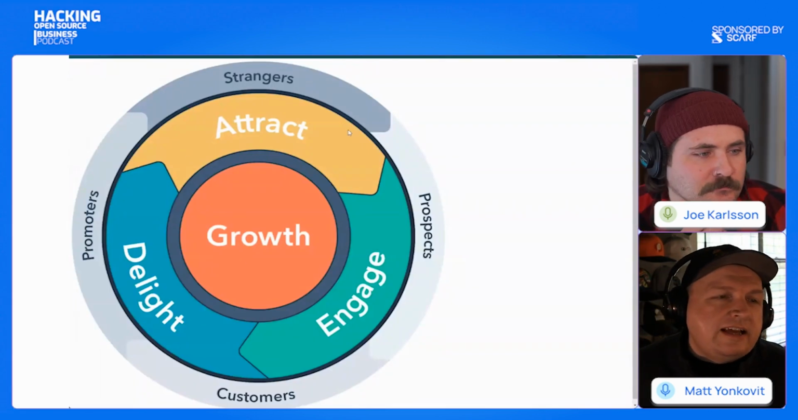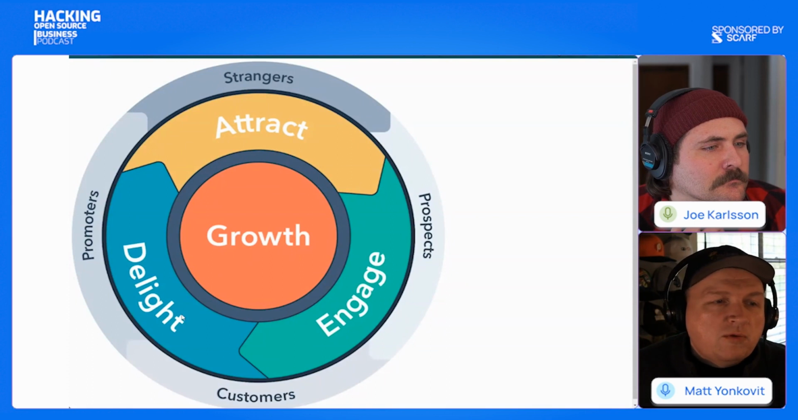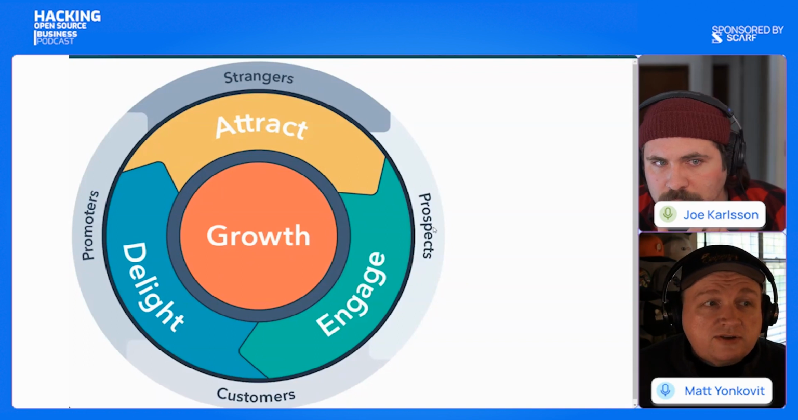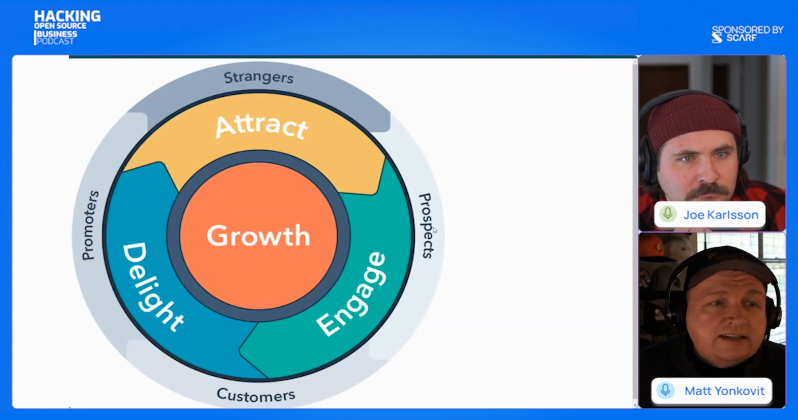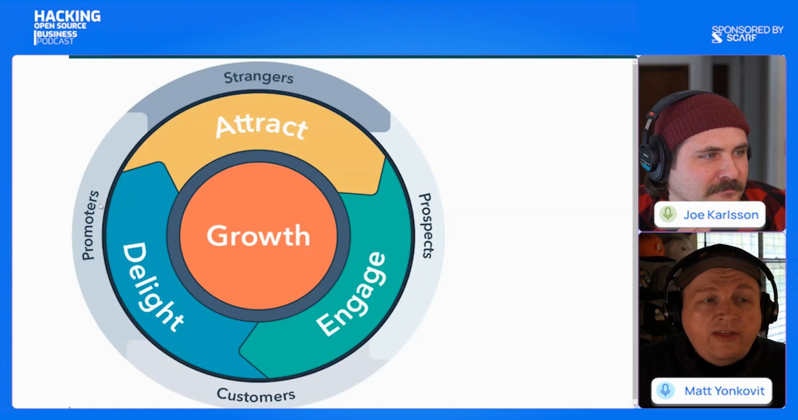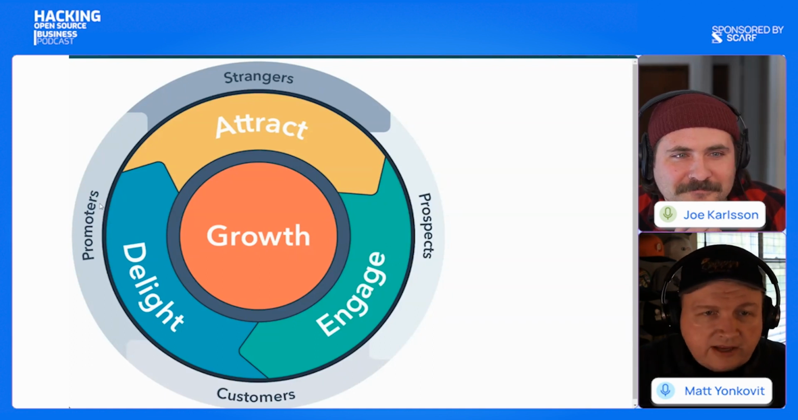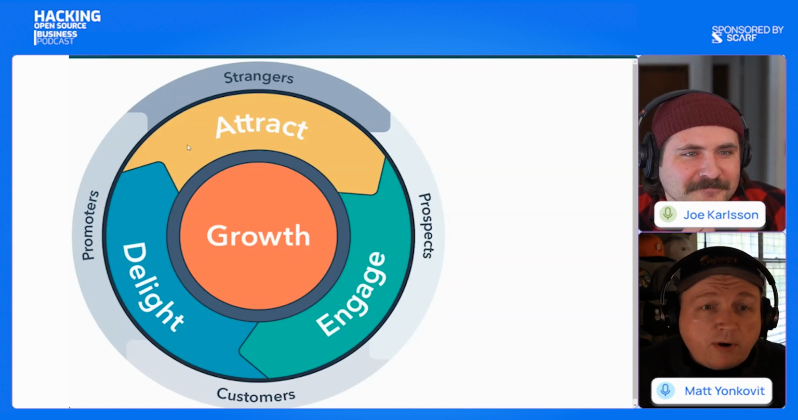So the idea is, from a growth perspective, what you have to do is attract people, then engage them, and then delight them. As you do that, those strangers who are attracted will become prospects who will start to look at your stuff, and then they'll become customers, and then they'll eventually promote you. It becomes this cycle that continually propagates itself.